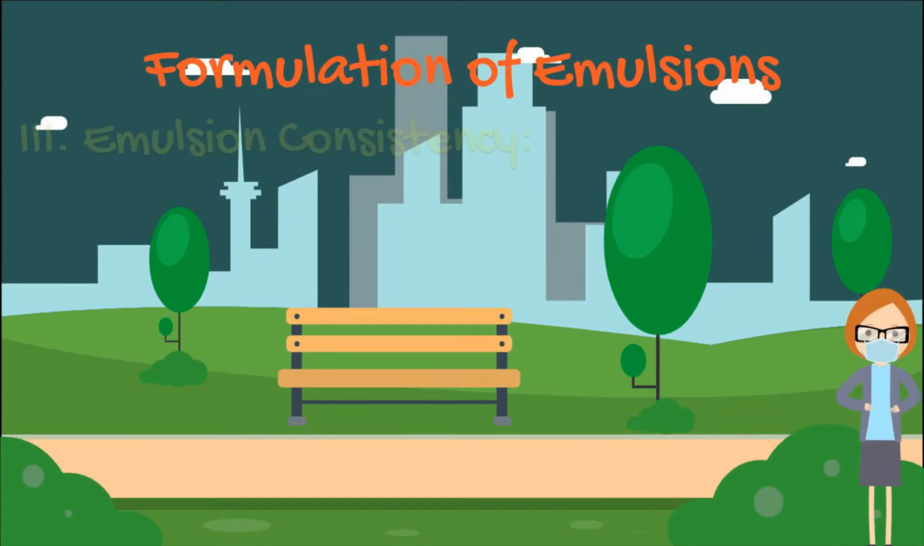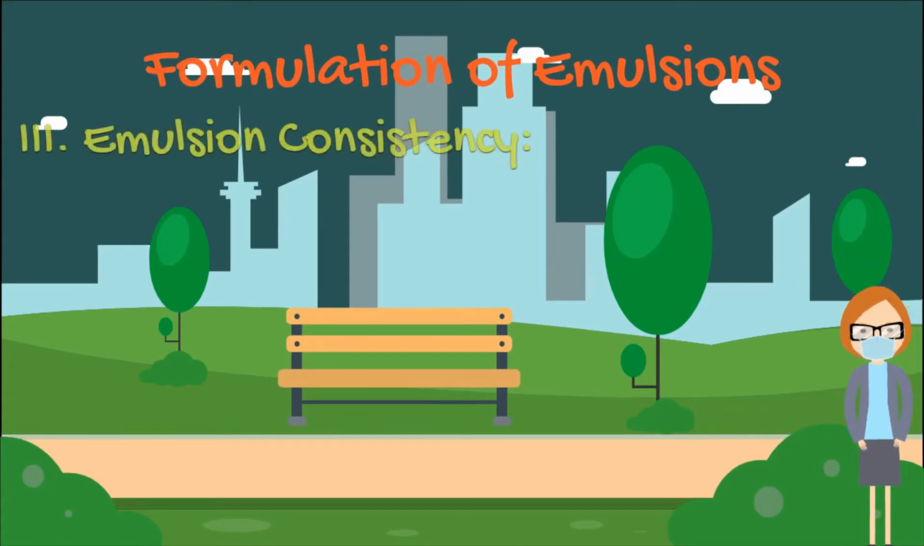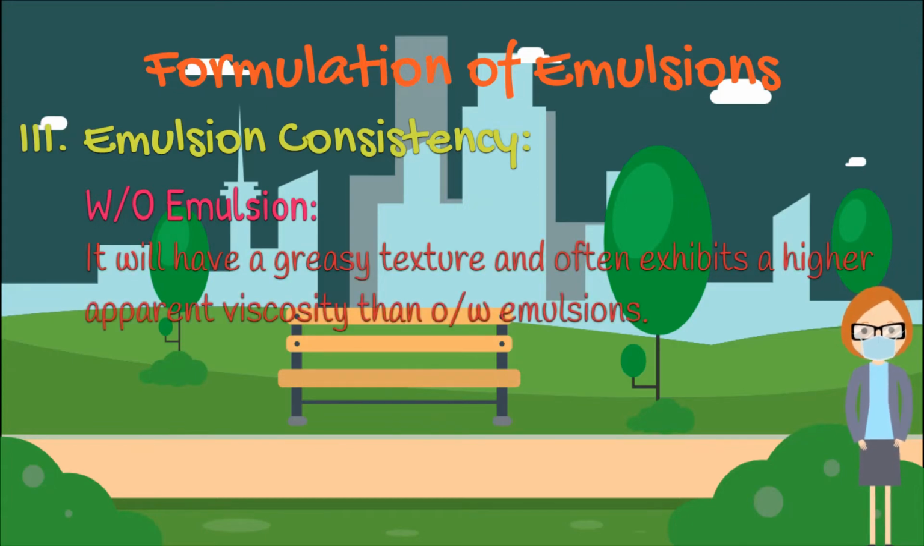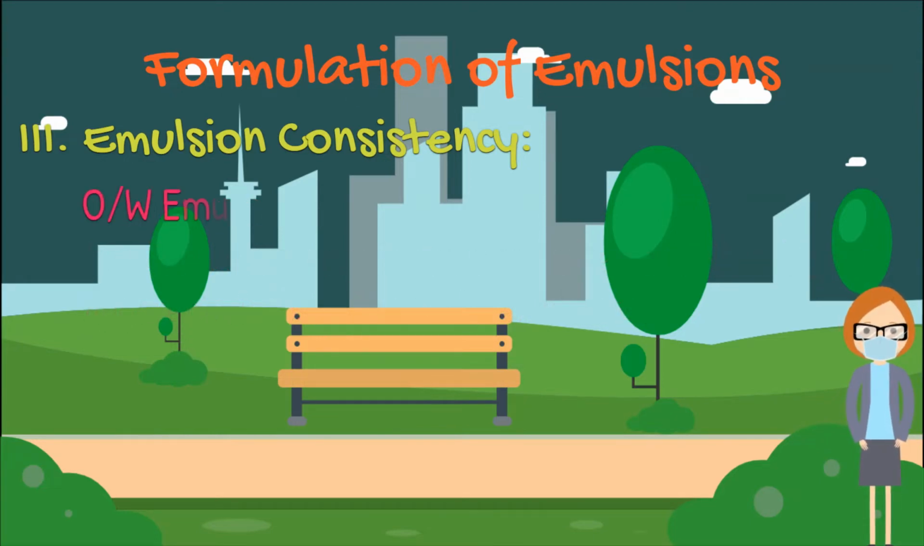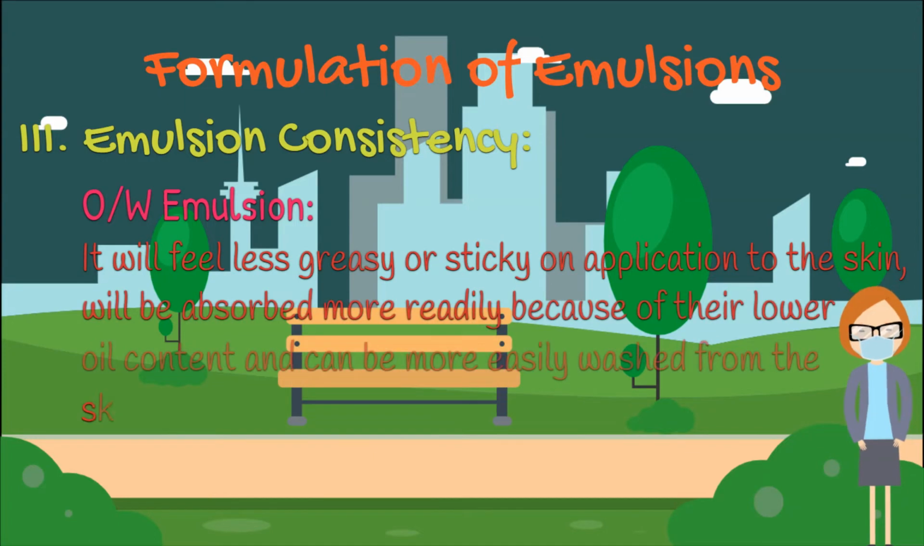Third is emulsion consistency. The texture or feel of a product intended for external use must also be considered. A water and oil preparation will have a greasy texture and often exhibits a higher apparent viscosity than oil and water emulsions. This fact is often used to convey a feeling of richness to many cosmetic formulations. Oil and water emulsions will, however, feel less greasy or sticky on application to the skin, will be absorbed more readily because of their lower oil content, and can be more easily washed from the skin surface.